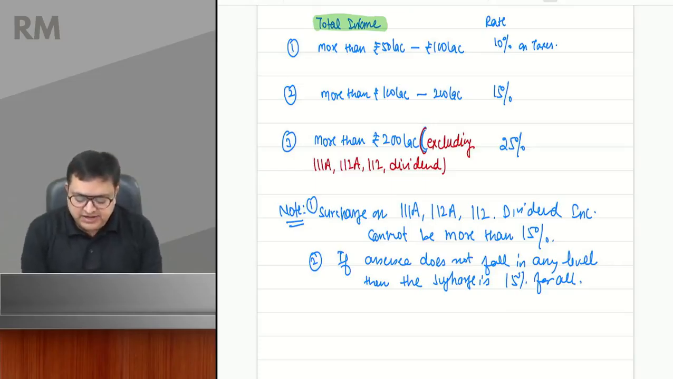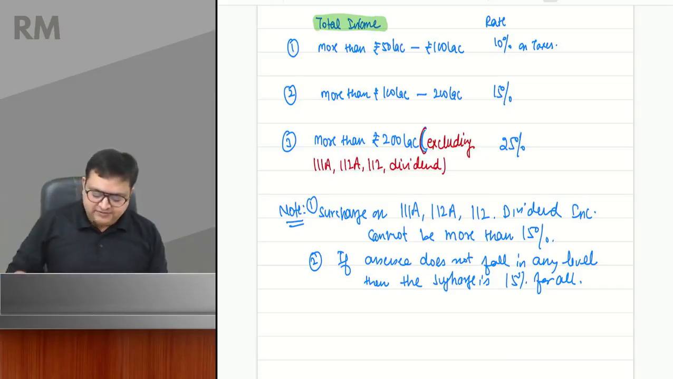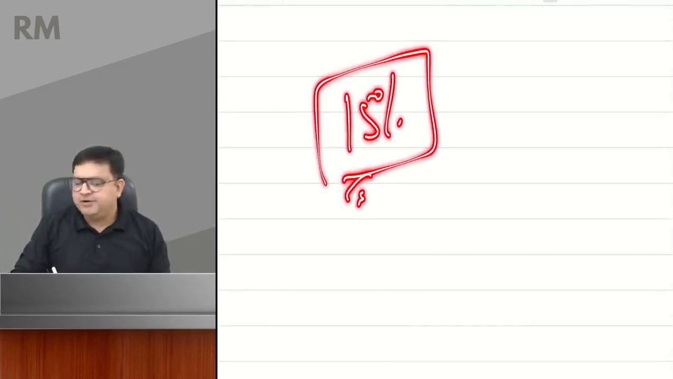The surcharge rate cannot be more than 15%. Actually, guys, what happened is few years back, the surcharge rate was maximum 15% only. And rich people were paying this also.